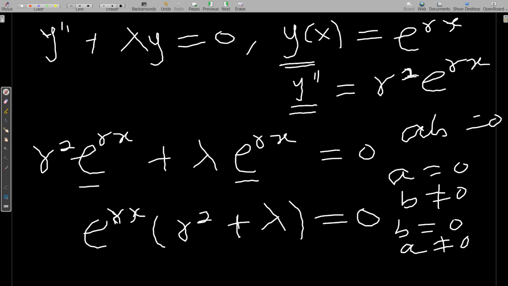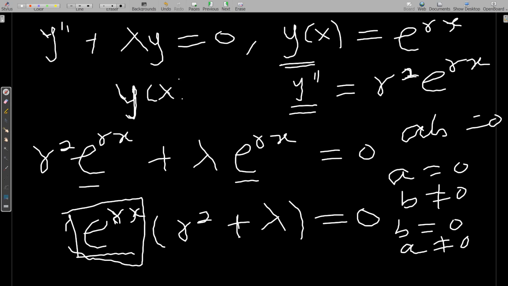But then the question is, this is our function e to the power rx. If it should be equal to 0, then we'll have y of x equals 0. You are saying that e to the power rx is our solution. So we have the product of this and this. Which one of them is 0? That's the question we are asking ourselves. If e to the power rx is supposed to be equal to 0, then it means y of x is actually equal to 0, which is the trivial solution that we don't want.